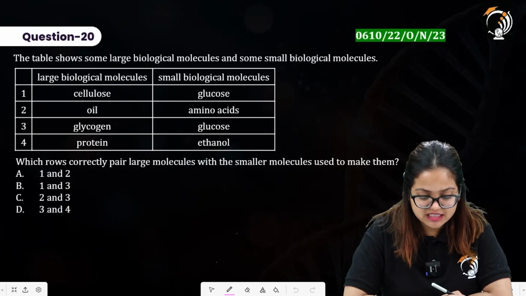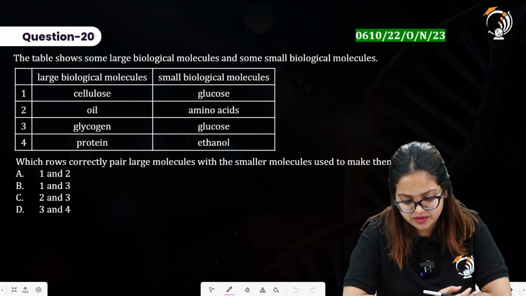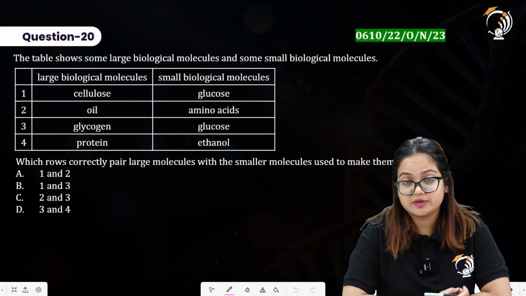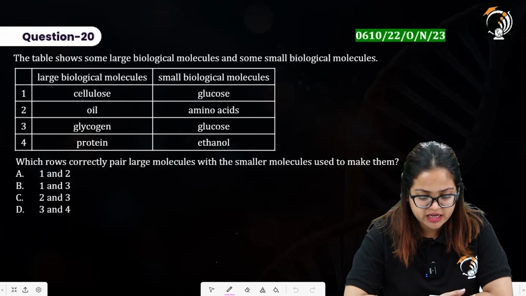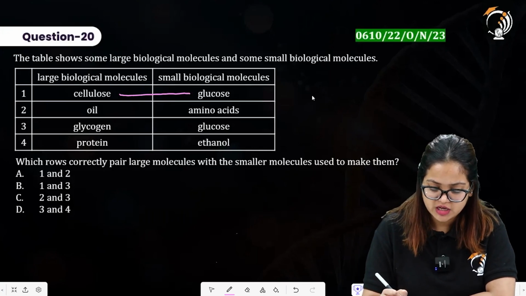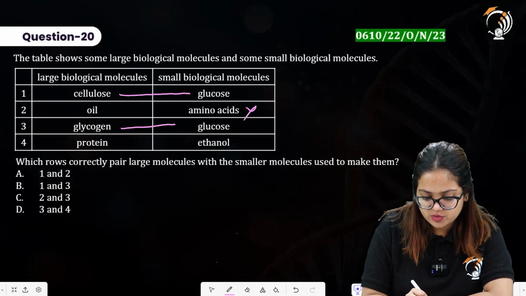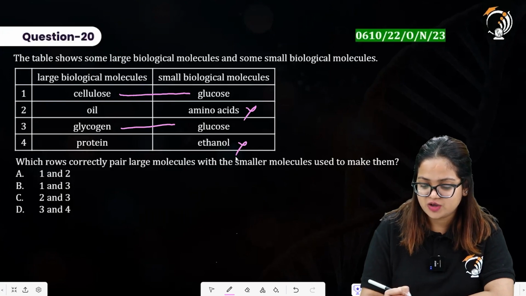Question number 20 says the table shows some large biological molecules and some small biological molecules. You have to pair correctly the large molecules with their small biological molecules. Cellulose is made from small biological molecules of glucose. Oil is not made of amino acid. Glycogen is made of glucose. Protein is not made up of ethanol.